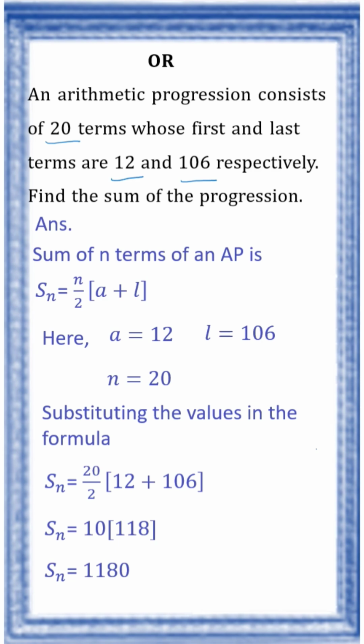Now let us substitute. So Sn is equal to, instead of n, 20, a, 12, l, 106 you have to substitute. 20 by 2 is 10, 12 plus 106, 118. So 10 into 118, that is equal to 1180. Sum of 20 terms of the progression is 1180.